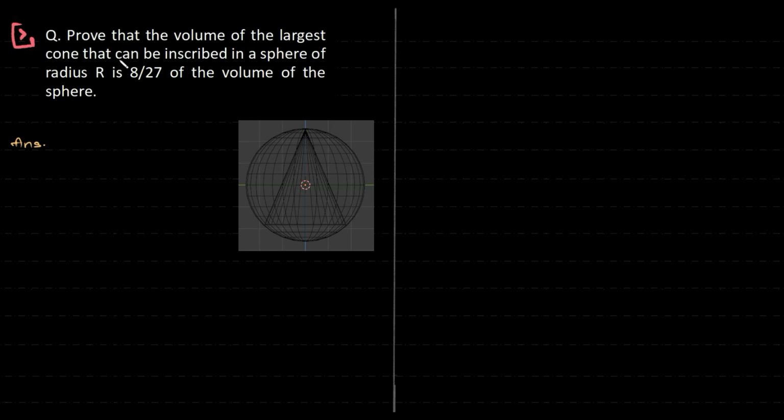Prove that the volume of the largest cone that can be inscribed in a sphere of radius r is 8 by 27 times that of the volume of the sphere. Now, what does it mean? What does the word inscribe mean?